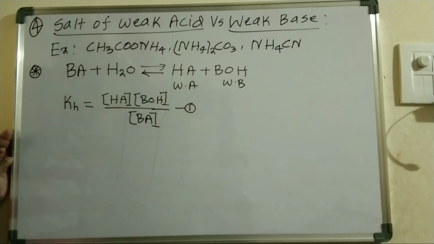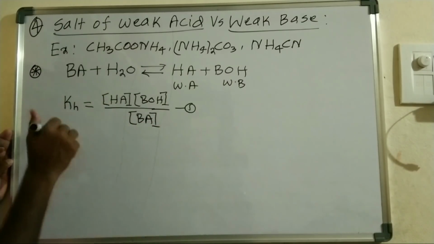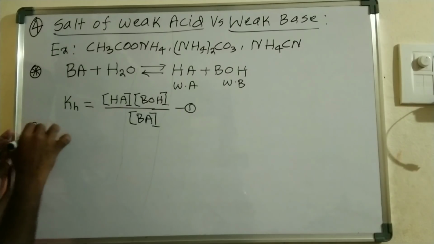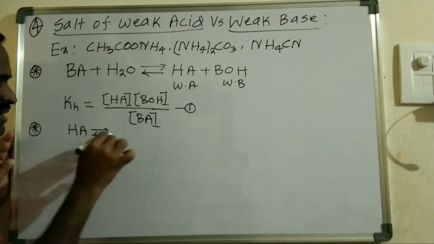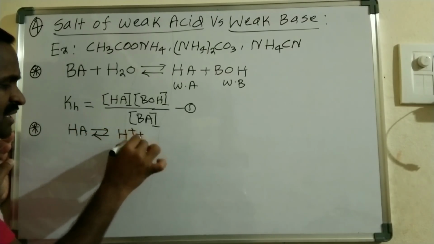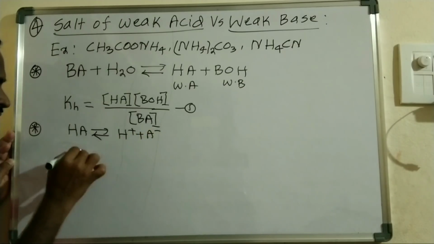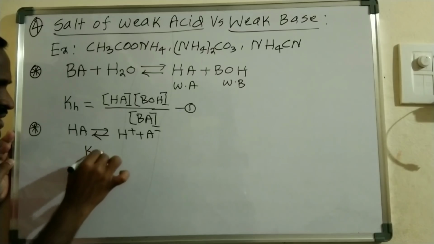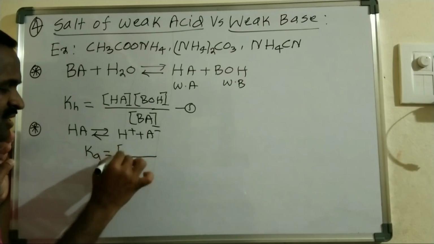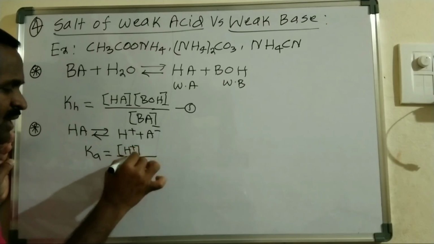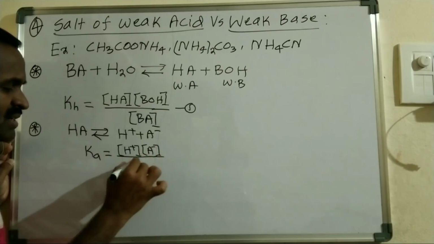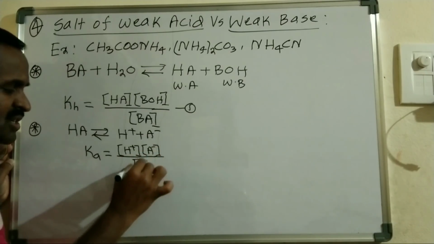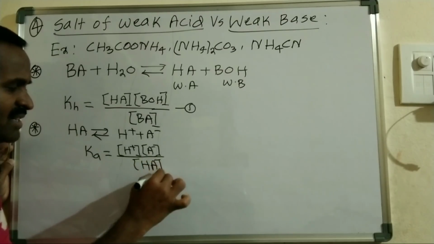These both are weak, and they can be further dissociated, forming ionic equilibrium. I am taking the dissociation of the weak acid HA. This HA can again be dissociated into H+ and A minus, right? For this, I will write the dissociation constant Ka, the product of the molar concentrations of the products, that is, H+ ion concentration into A minus ion concentration, divided by HA concentration.